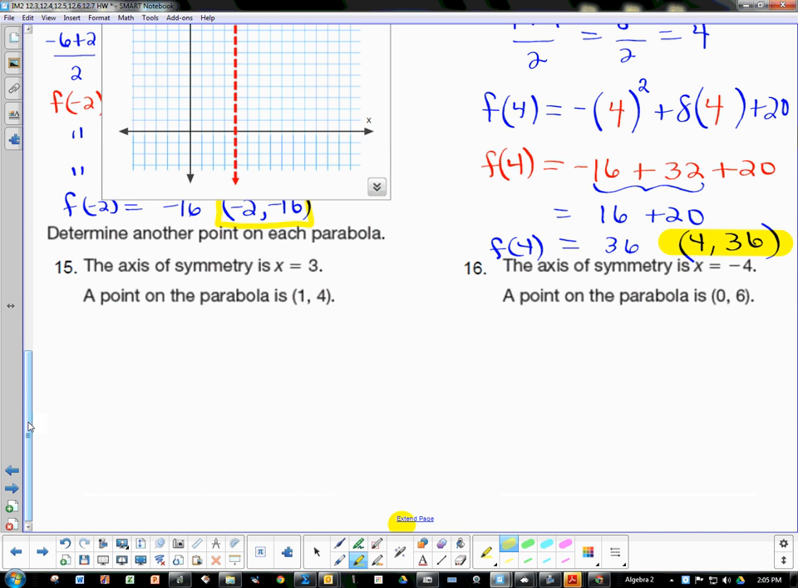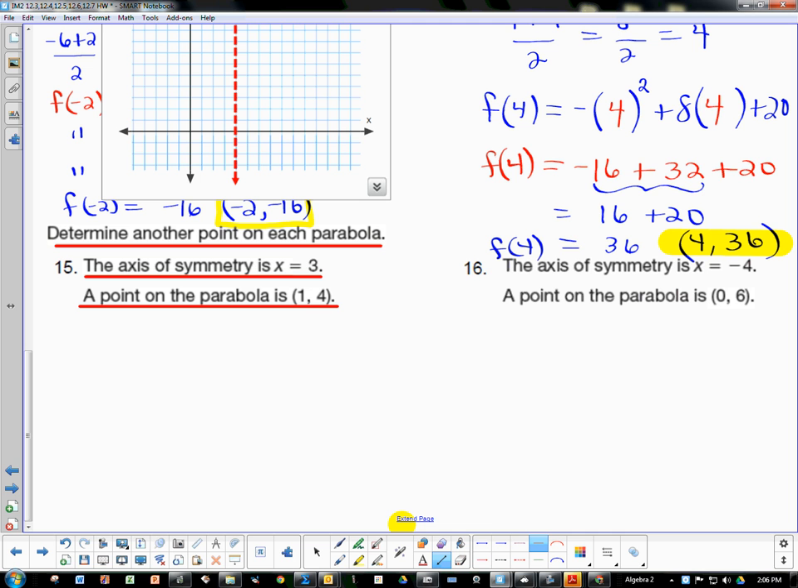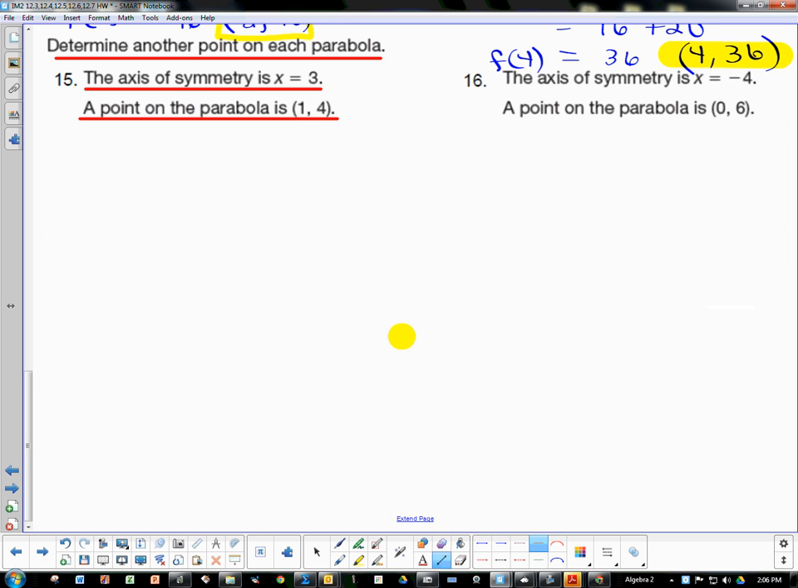Numbers 15 and 16. 15, so determine another point on each parabola. It says the axis of symmetry is x equals 3. And it gives us 1 point. All right, you don't have to do this with a graph. I'm going to show you a graph just so that you can have an understanding of where I'm coming from.